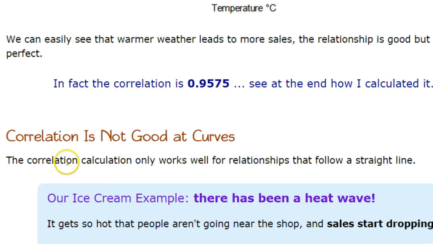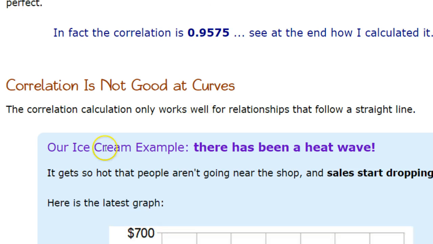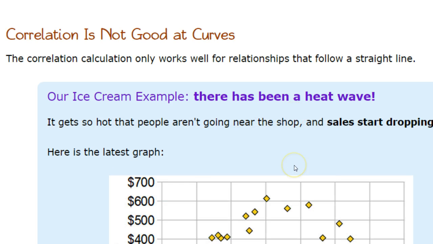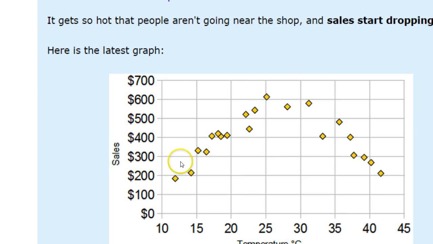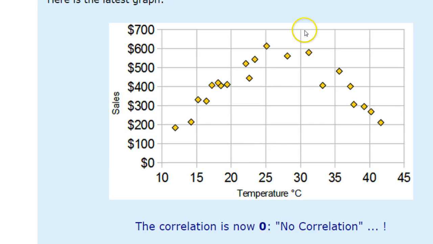Correlation is not good at curves. The correlation calculation only works well for relationships that follow a straight line. In our ice cream example, there's been a heat wave. It gets so hot that people aren't going near the shop and sales start dropping. So now it goes up, up, up, and then all of a sudden it gets so hot no one wants to buy any ice cream. And if you think about it, this correlation would be 0. Like, oh my gosh, there's no correlation between it.